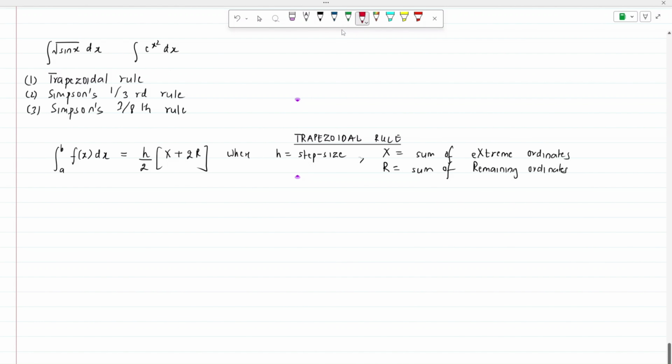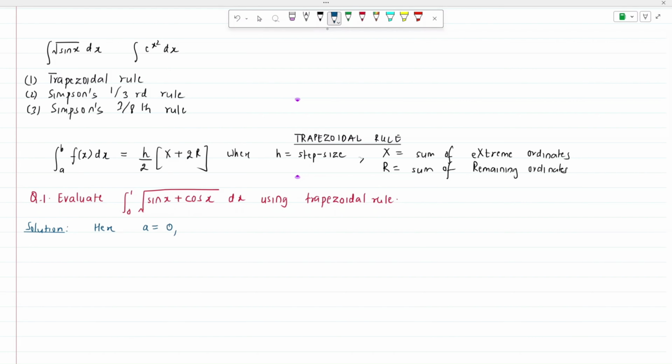Let us understand the working rule of the trapezoidal rule by means of a numerical. So here we have: evaluate the integral from 0 to 1 of square root of sine of x plus cosine of x with respect to x using the trapezoidal rule. What we are going to do first is discuss the formula, what all things are there, and then we will get on to the working of this. So as you can see, in this case the lower limit is 0, so that represents a, while b is equal to 1, and f of x in this case is the square root of sine of x plus cosine of x.